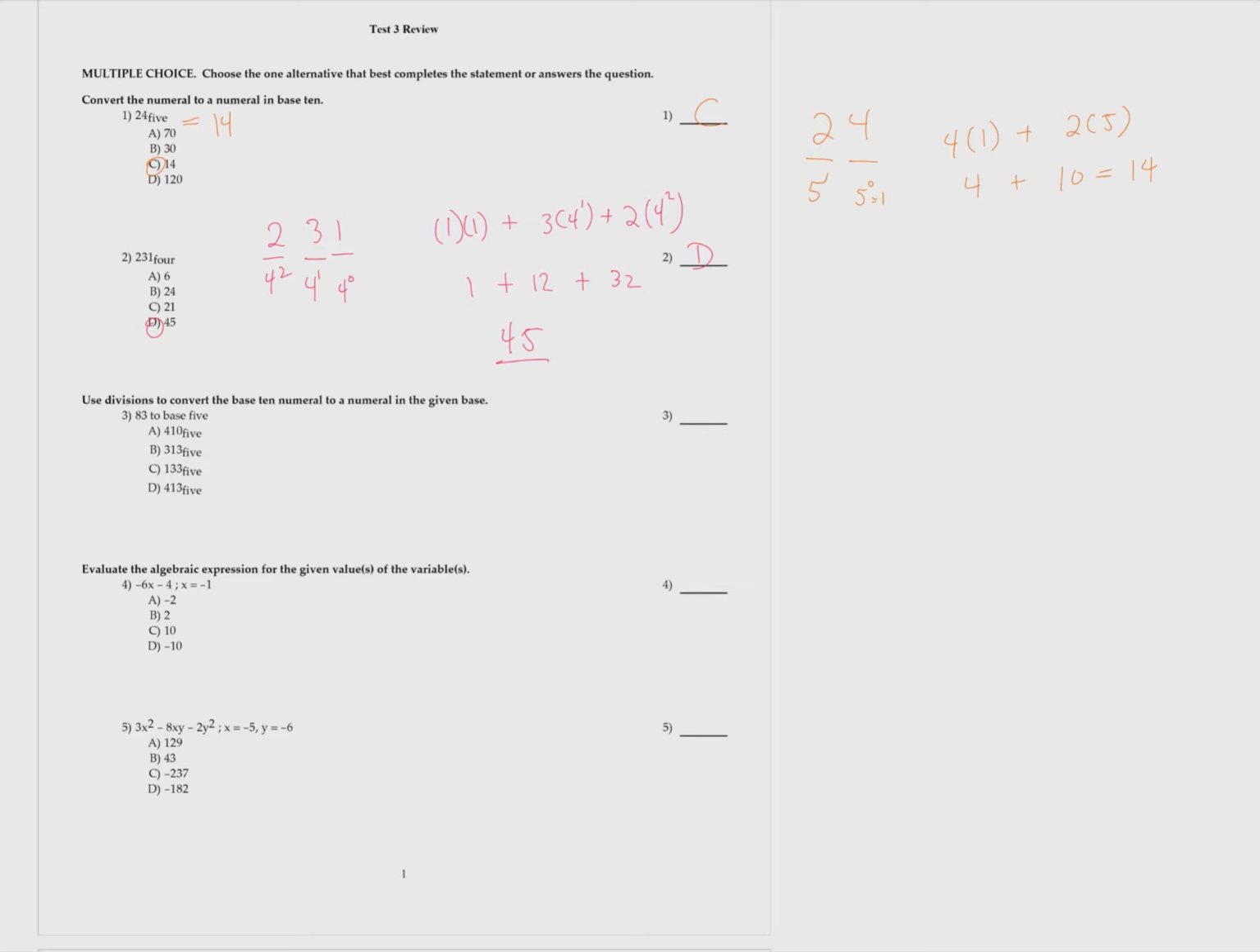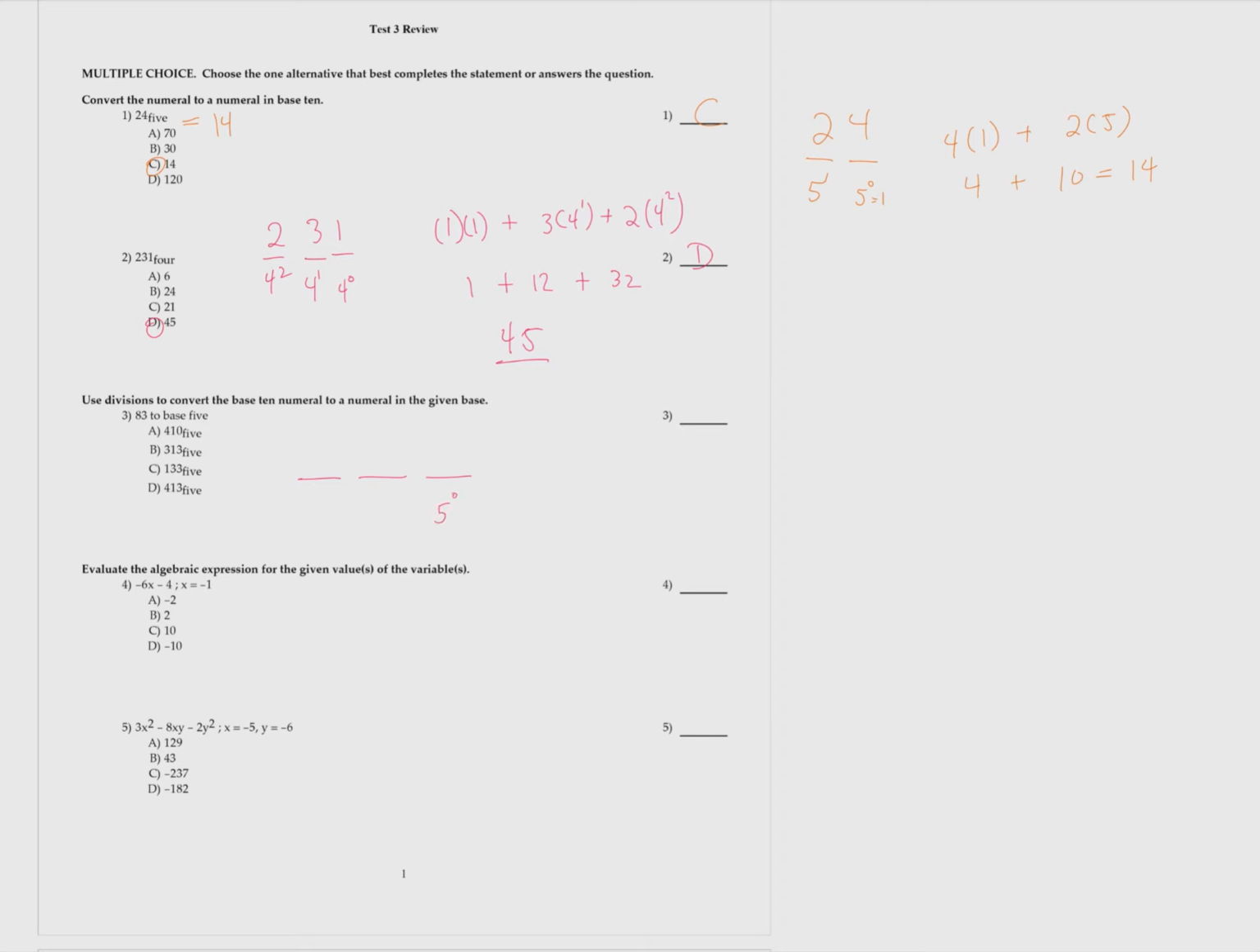Question 3 is asking us to do something different. Question 3 is asking us to take a number that's already base 10 and convert it into a different base, base 5 or whatever. In this problem it says base 5. So we have to think about the digits of the 5s. Since we're converting to base 5, we have to think of it that way.